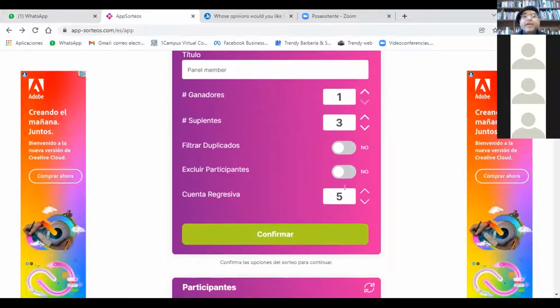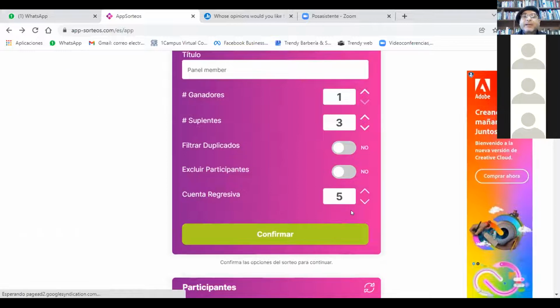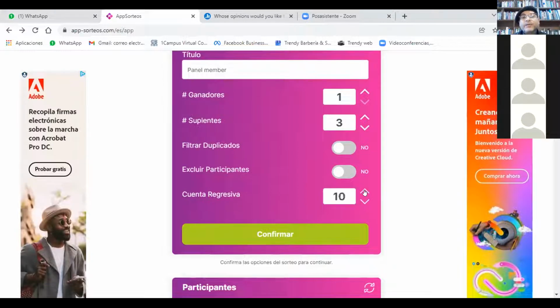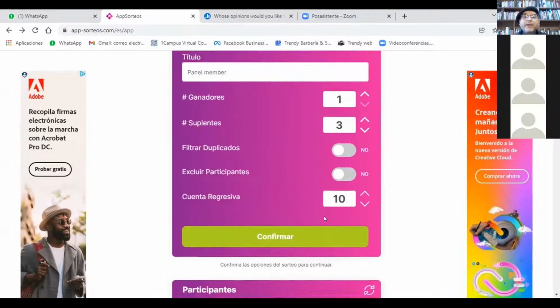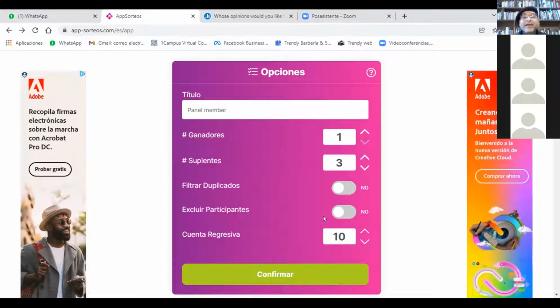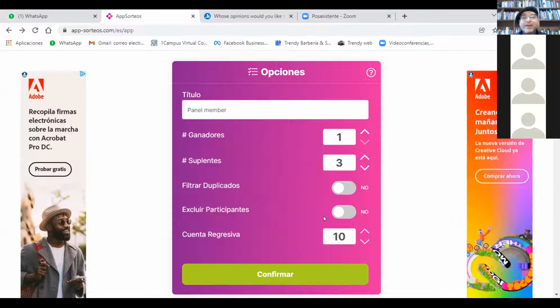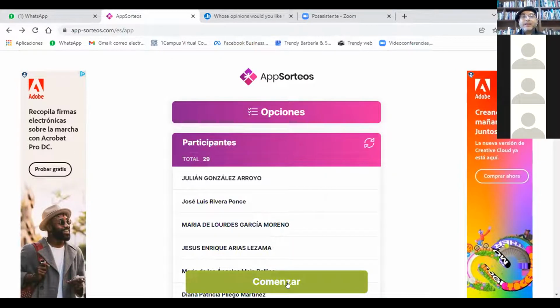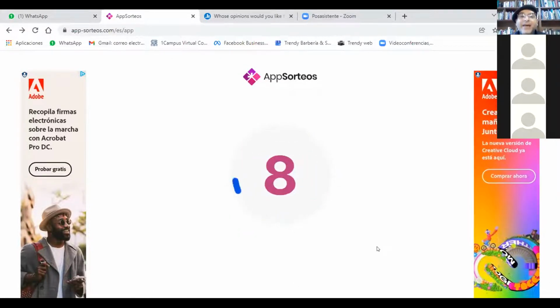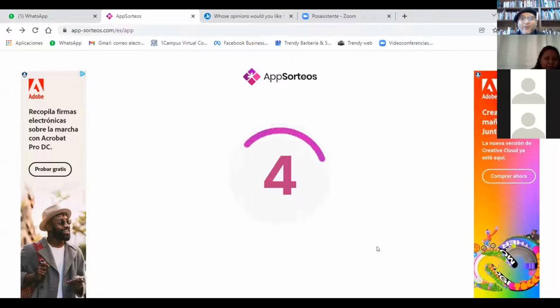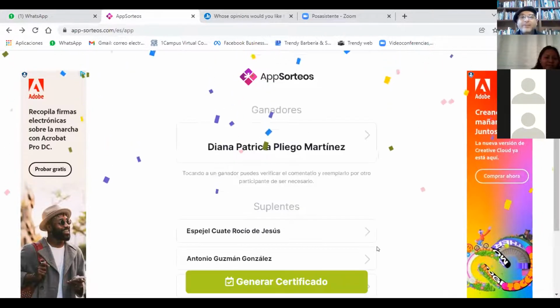Ok. Y vamos a poner una cuenta regresiva para que todos estemos contando números y lo vamos a poner que sea en 10. Si estamos de acuerdo, le damos confirmar y empieza la máquina a hacer su magia para seleccionar a los ganadores. ¿Me ayudan a contar? Can you help me count? Let's begin. 10, 9, 8, 7, 6, 5, 4, 3, 2, 1.